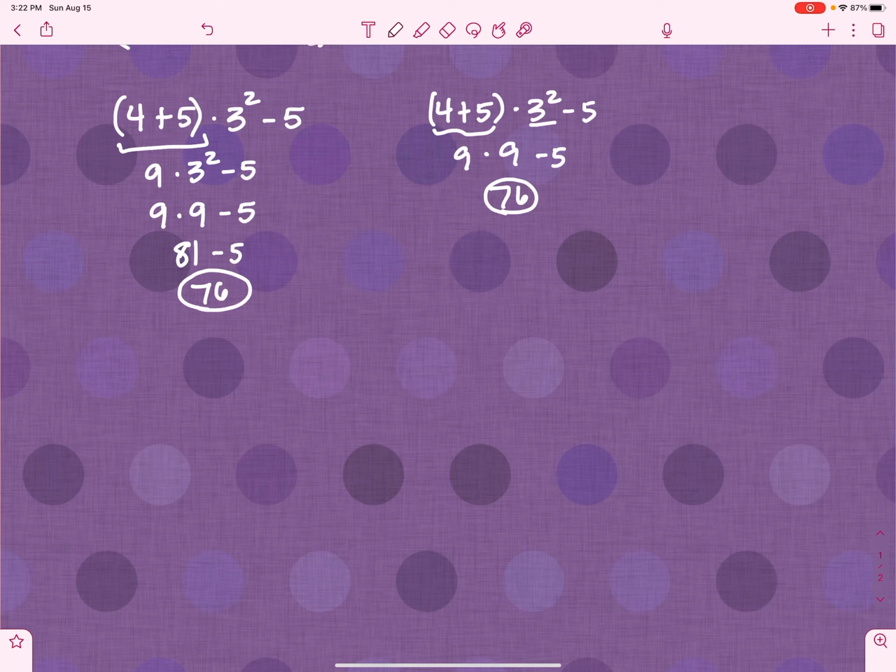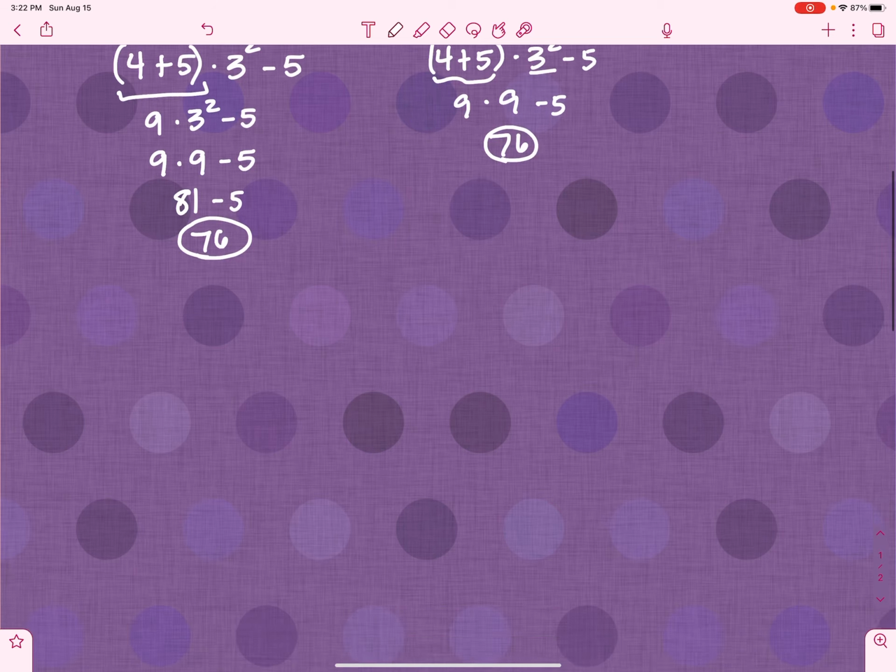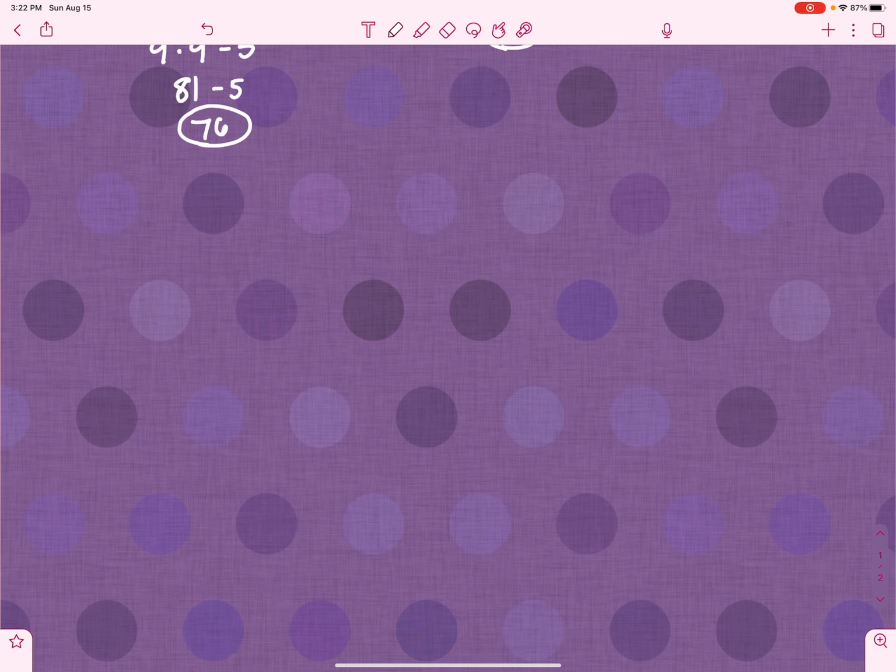Let's look at some more examples, because the more you see this, the better you're going to feel about it, in theory. So let's say we've got 14 divided by 7 times 5 minus 3 squared. Well, I don't have any parentheses, but I do have some exponents here.